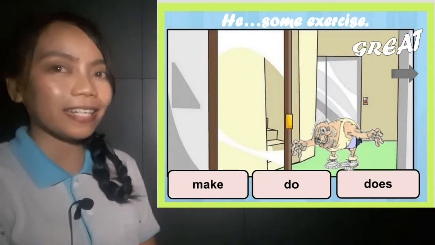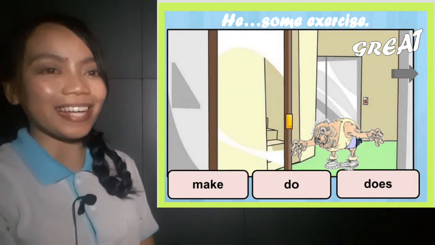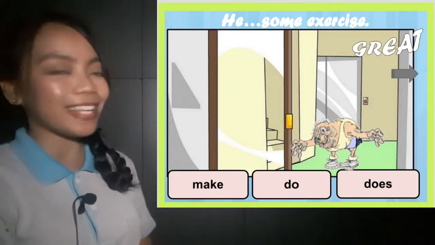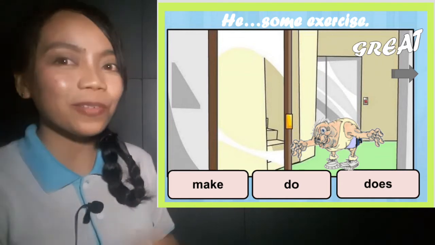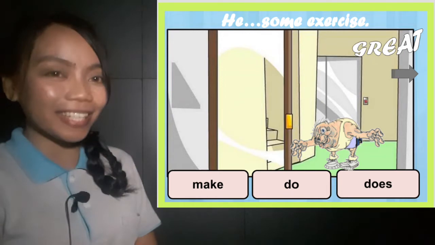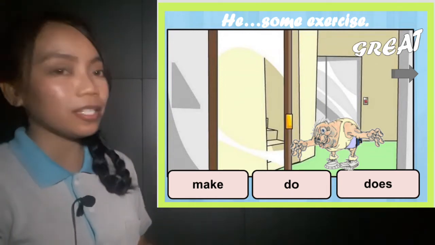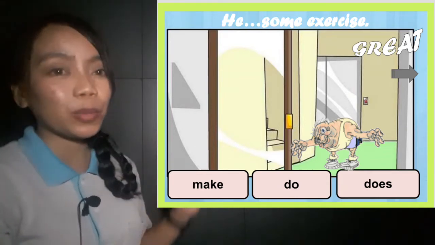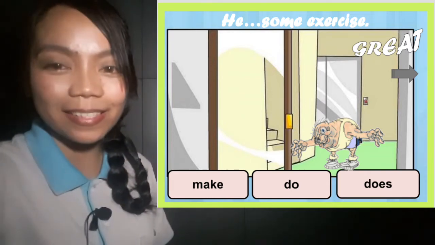Okay, next. He blanks some exercise. So what verb should we use in this sentence? I can hear someone says does. Yes, you are correct. So again, does is for singular and do is for plural. The subject here is he, so we will use does. Very good.